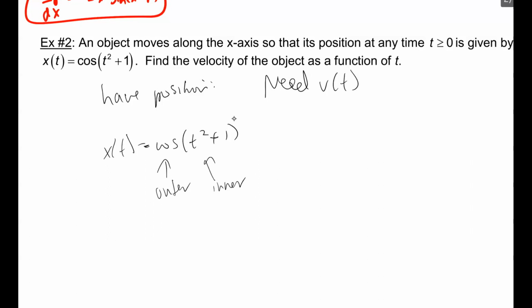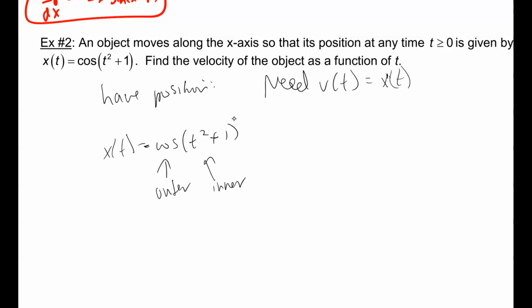So first it's kind of like you're peeling away layers of an orange, or those old babushka Russian dolls, so you work your way from the outside in. Or it's like an onion, right? You got to peel the outside layer before you get to the inner. So let's see, v of t is the derivative of position, so that's why I have that little prime.